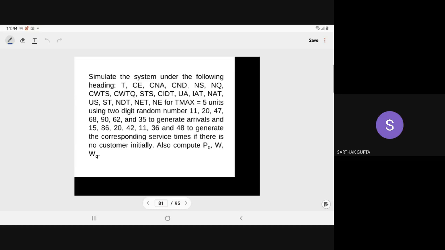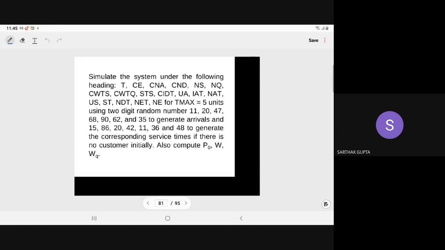So simulate the system under the following heading. We have already seen the headings: T, current event, cumulative number of arrival, cumulative number of departure, number of customer in the system, number of customer in the queue, cumulative waiting time in the system, cumulative waiting time in the queue, state of the server, cumulative idle time, random number for arrival, inter arrival time, next arrival time, random number for service time, next departure time, next event time, and next event.